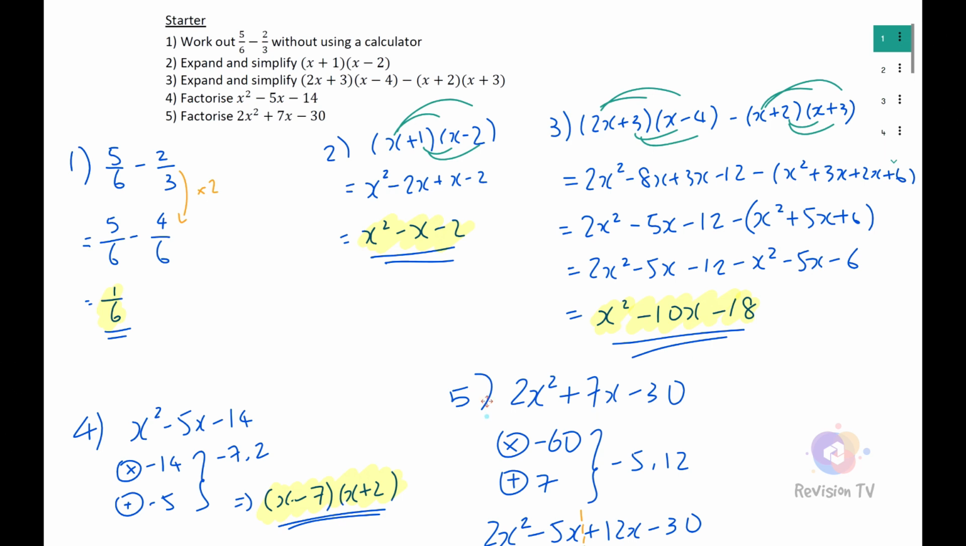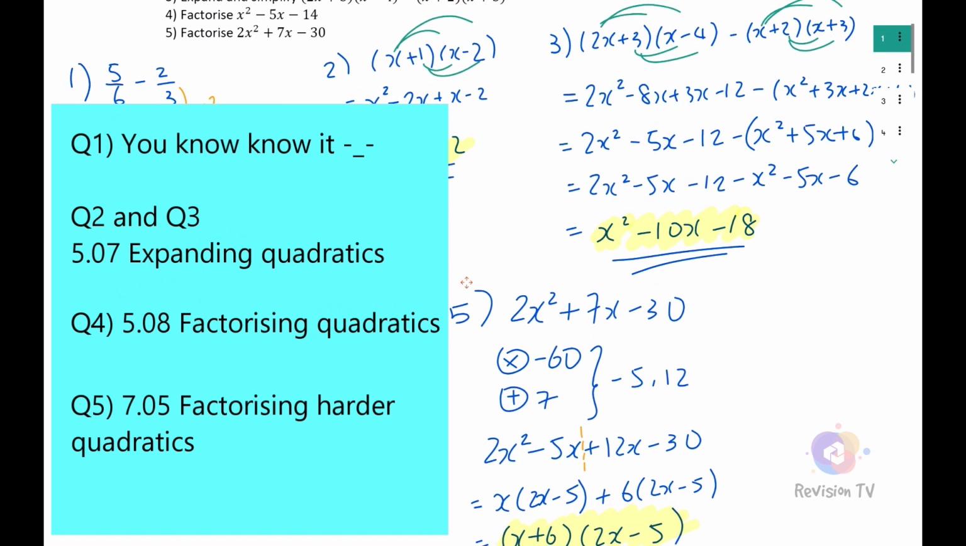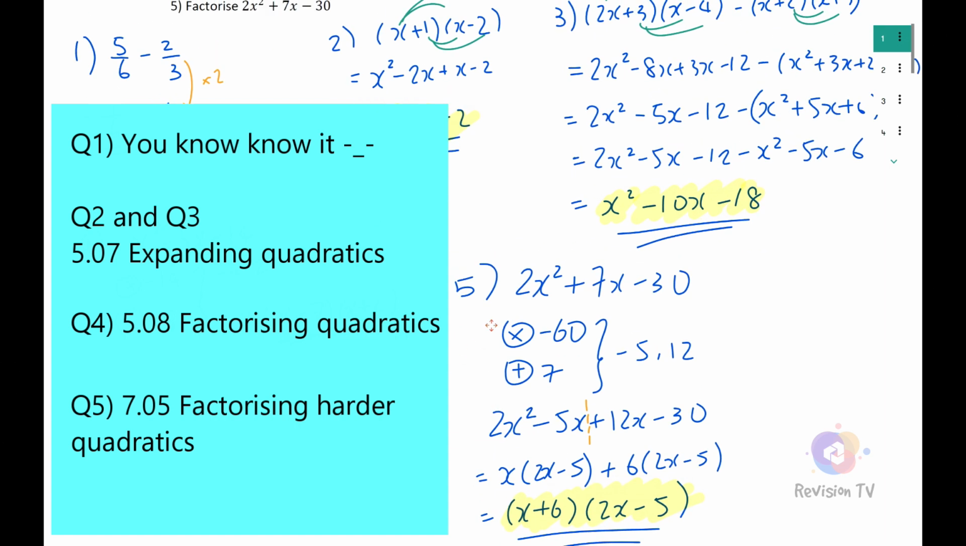For question 4, factorizing, you need two numbers that multiply to give you negative 14 and add to give you minus 5. So it'll be minus 7 and 2. You put it inside a bracket. And question 5 is about factorizing harder quadratics. You should see a little memo in here to tell you which topic each of these questions belongs to. So if you struggle with any of these questions, you can go back to the corresponding video.